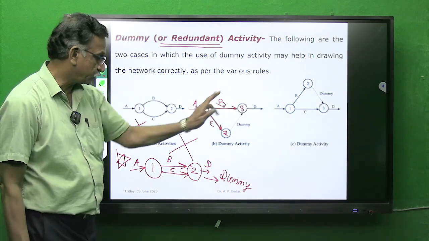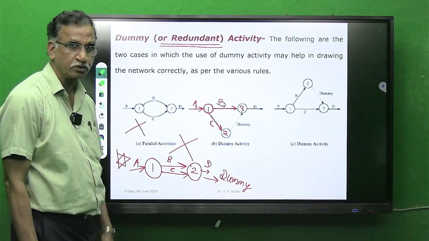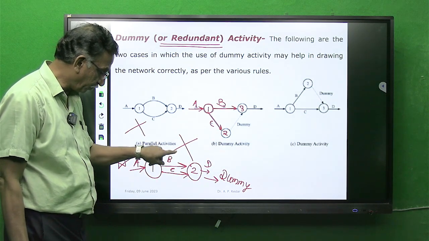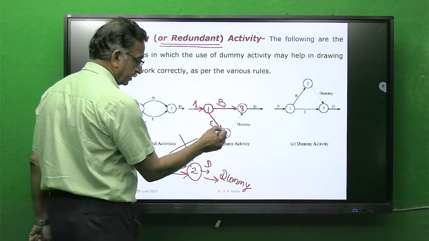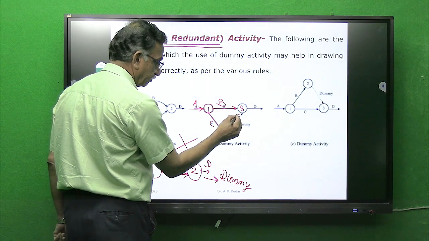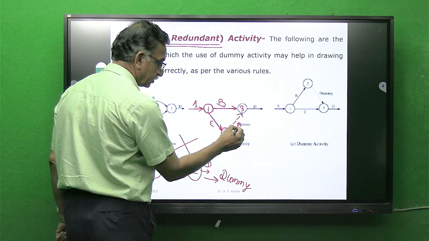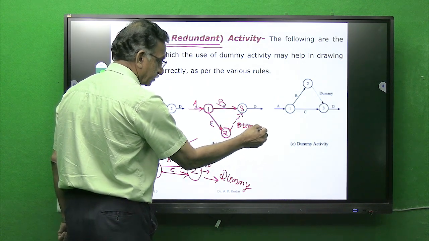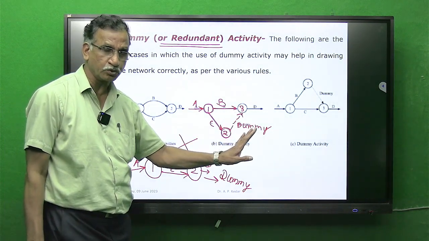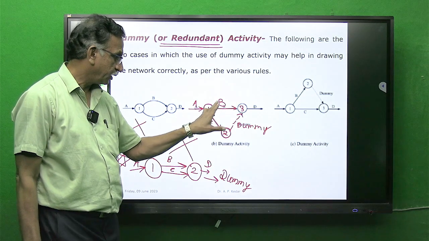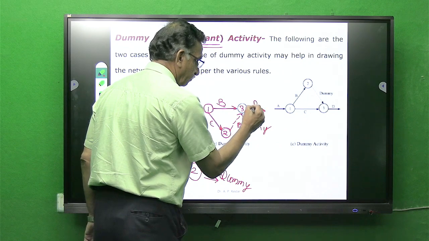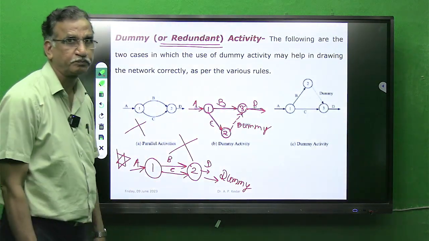But D depends on B and C both. D depends on B and C both. This is not permitted. So what we did is give a dummy between 2 and 3. This is dummy, so it won't consume any time, it won't consume any resource. Only it is indicating the relationship of D with B and C. That's all. Got it?